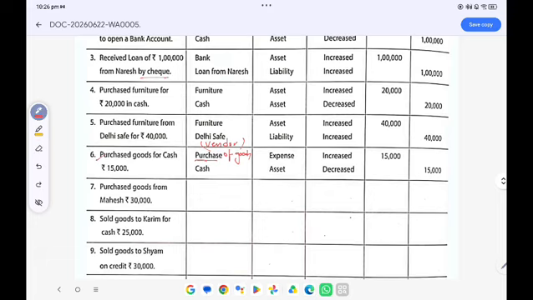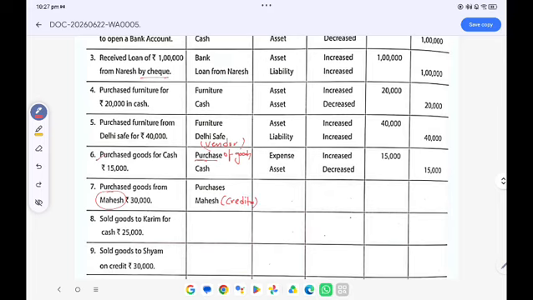And next, purchase goods from Mahesh. That means they didn't discuss the cash involvement. If they didn't discuss the cash involvement, we may assume it's a credit transaction. That means we purchased goods from Mahesh on credit. Mahesh is our creditor. So what are the two accounts involved? Purchase of goods and Mahesh, the creditor.